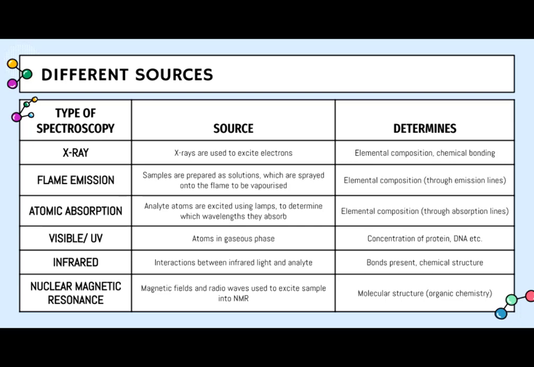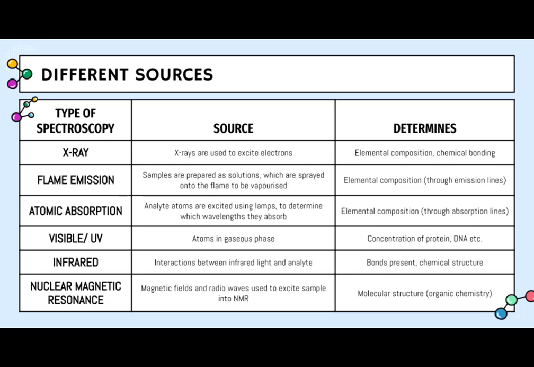information gathered from them. As the name suggests, X-ray spectroscopy utilizes X-rays to excite the electrons, and the analysis of diffraction patterns can determine the elemental composition and chemical bonding of a substance. As for flame emission spectroscopy, the heat from the flame is used to emit certain wavelengths of electromagnetic radiation from the substance when it is vaporized, creating emission lines on the sample obtained.